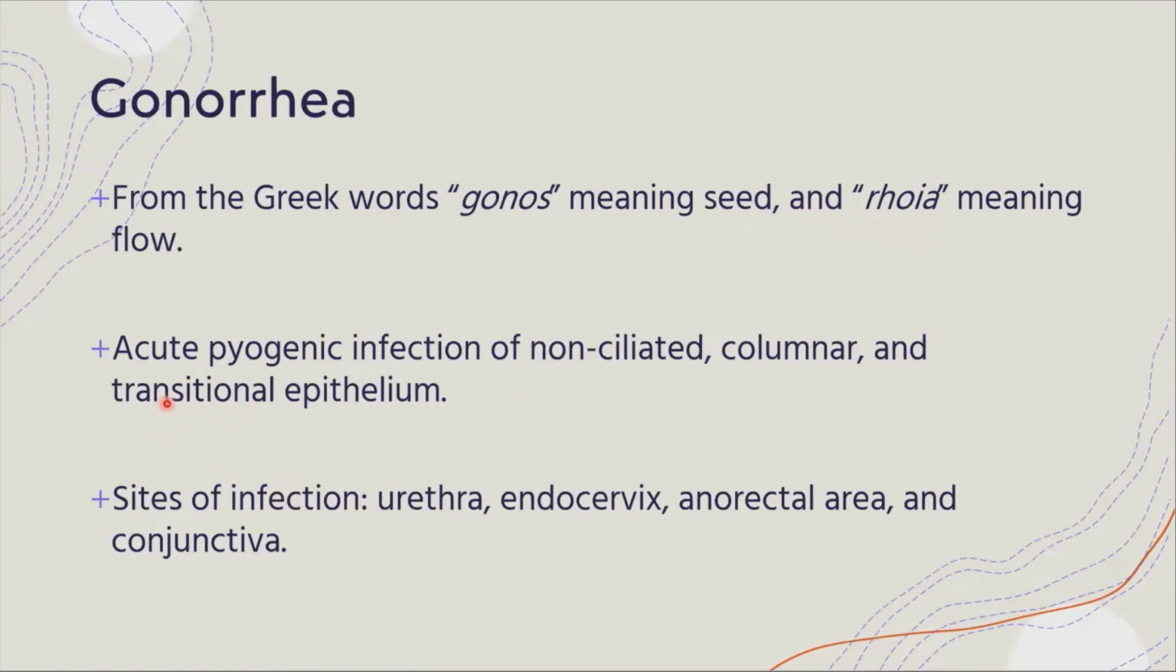It causes acute pyogenic infection of non-ciliated columnar and transitional epithelium. And the usual sites of infection are, of course, yung mga reproductive sites natin or yung mga associated with our sexual organs such as the urethra, endocervix, anorectal area, and conjunctiva if na-expose yung mata. Right. So ito yung mga examples of manifestations of gonorrhea.